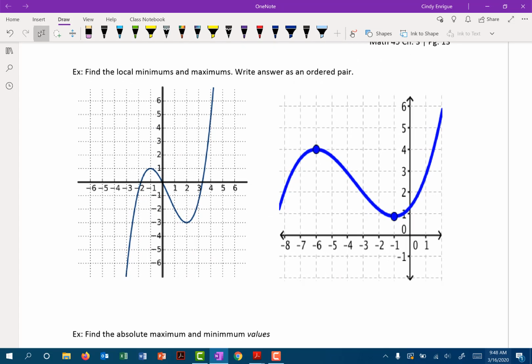So our local maximum, it looks like we have a maximum right in here. That's a high point, okay? So that point is going to be -1, 1. So that's going to be our local max. Okay. The other thing that we have is we have a local minimum. It's our low point. This point is represented by 2, -3. So this is our local minimum point.